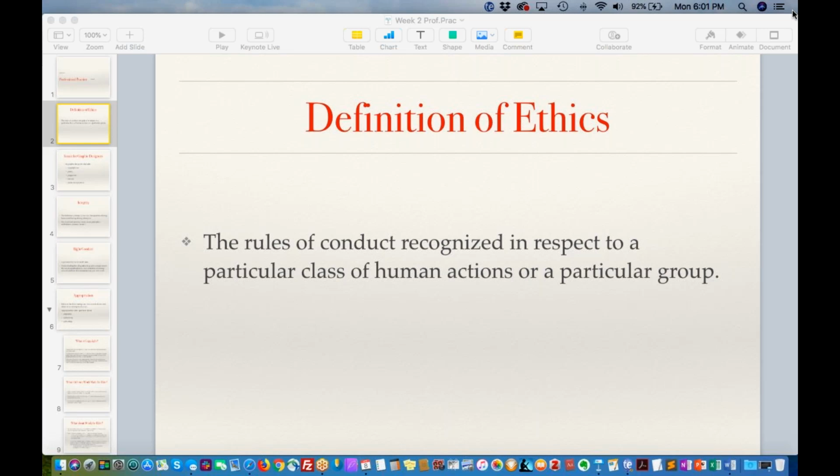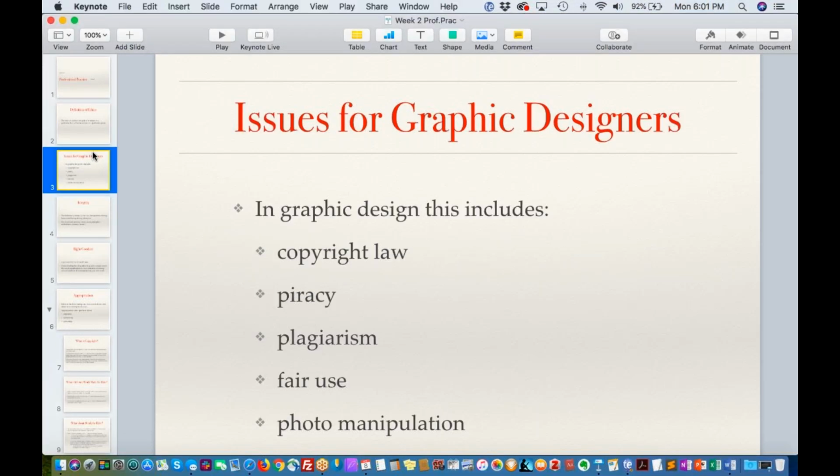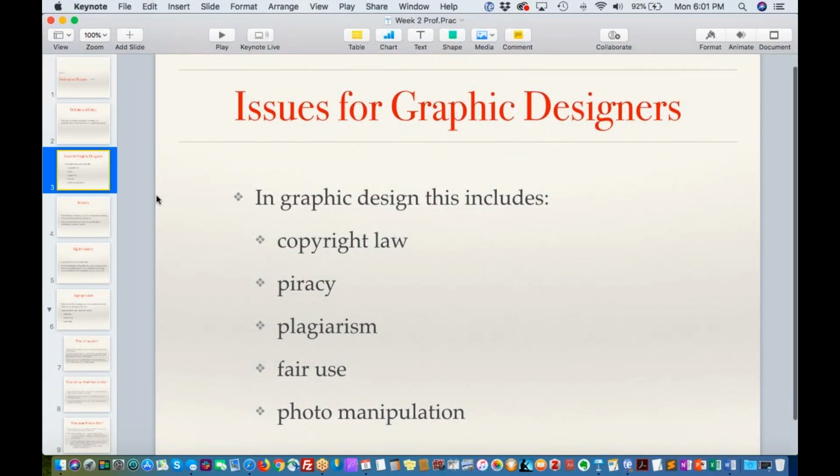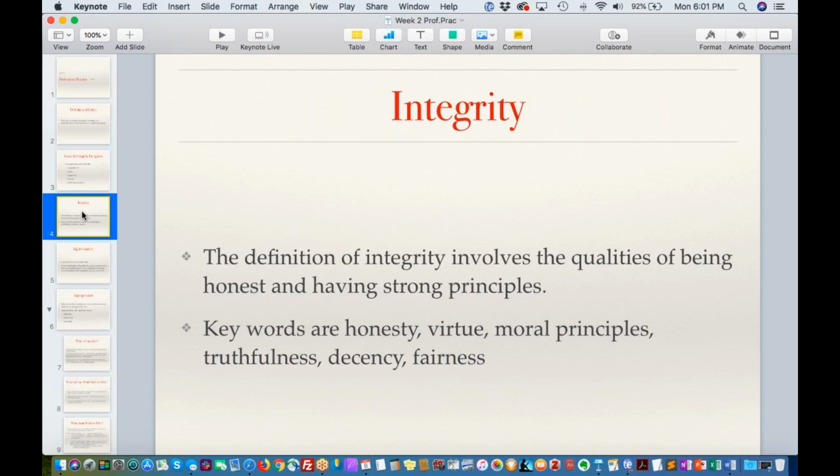So what are the ethics that you hold near and dear to your heart as a media designer? For graphic designers, what we need to most pay attention to are things like copyright law, privacy, plagiarism, fair use, and photo manipulation. Just because you found it on the internet doesn't mean it's free. There's all sorts of ways to look for inspiration out there, but you always want to make sure you're doing it the right way because you have integrity.